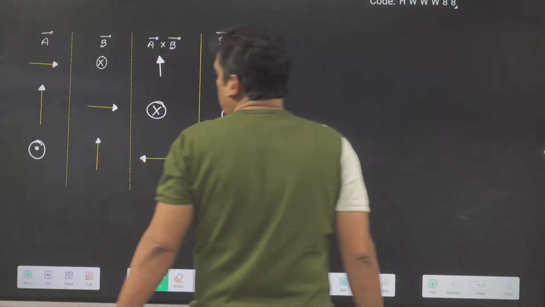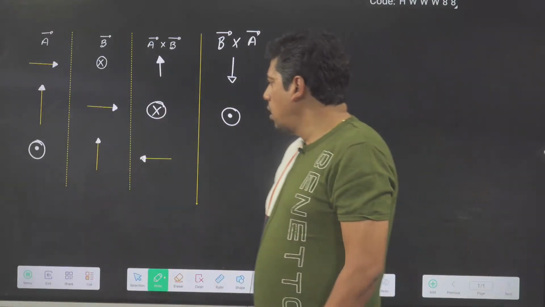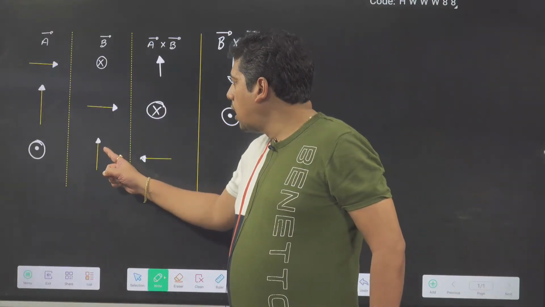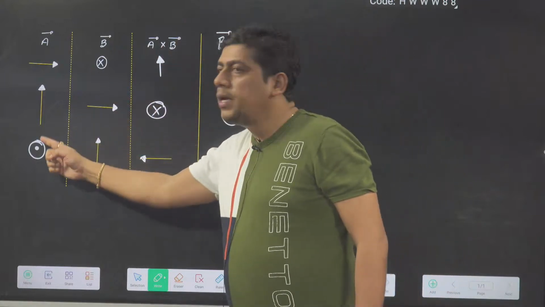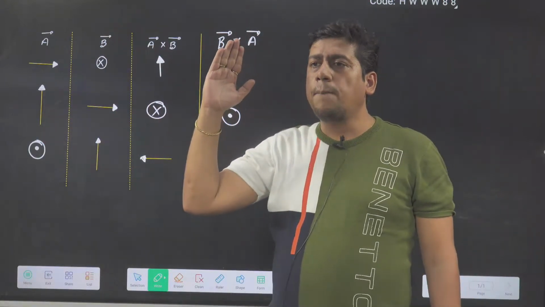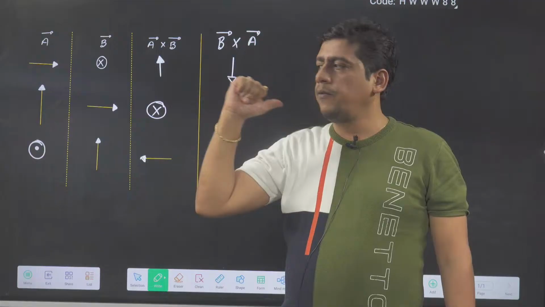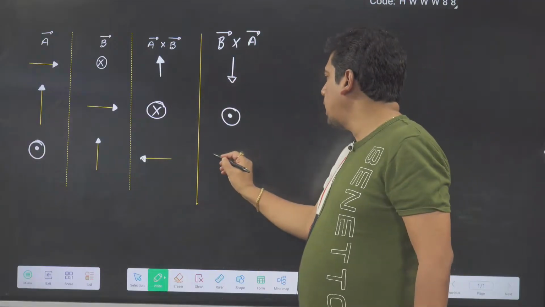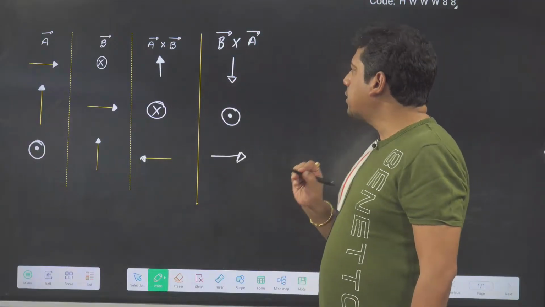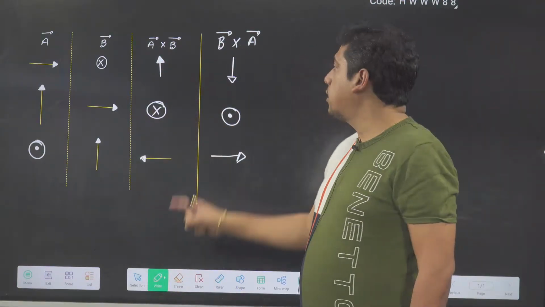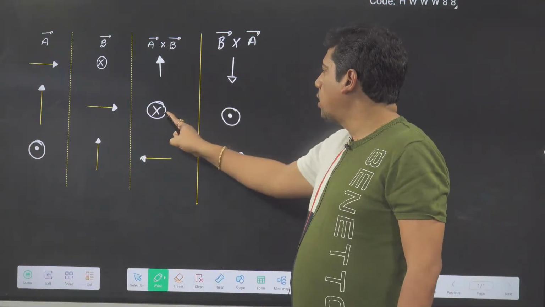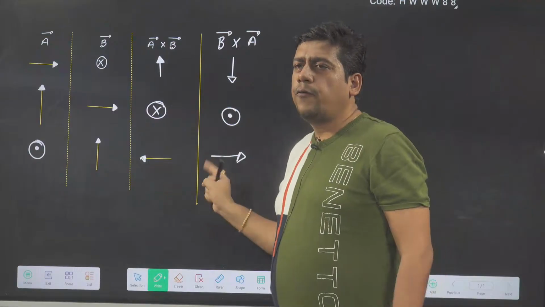Similarly, here arm will be up, but palm will be outward. Arm will be up, palm will be outward. If you curl it, it will be right. So one interesting thing you can see in the direction of B cross A and A cross B, they are just opposite: up, down, inward, outward, left, right.